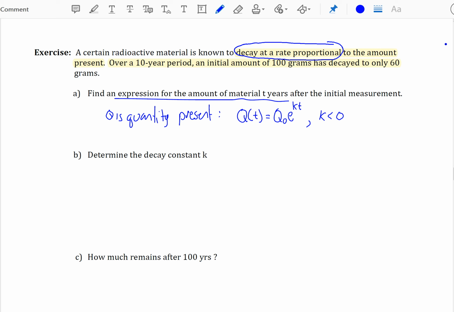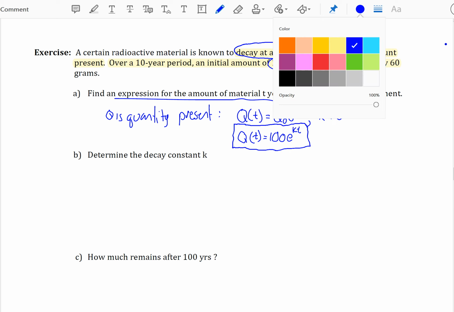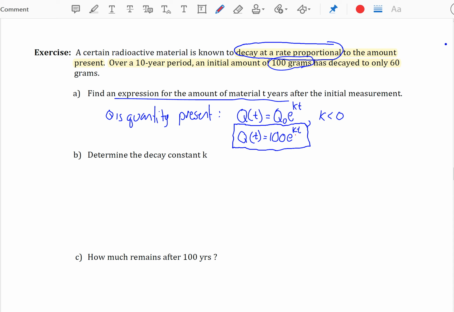We can also say that because we knew that we started with 100 grams, that we could write this as Q of t equals 100 e to the kt. This would be a general equation that talks about the amount of material present after t years. What we still do not know in this equation, though, is what is k? And k is referred to as our decay constant.